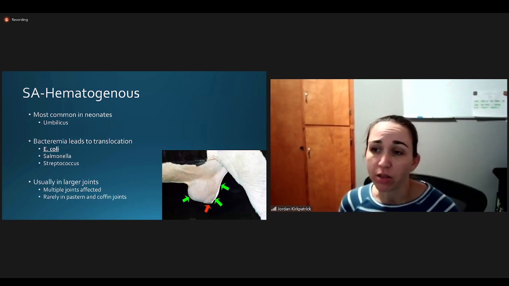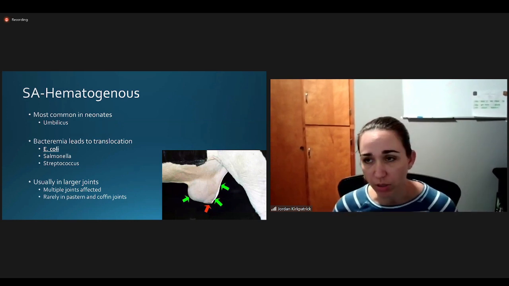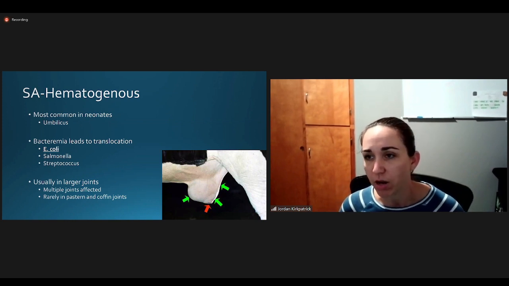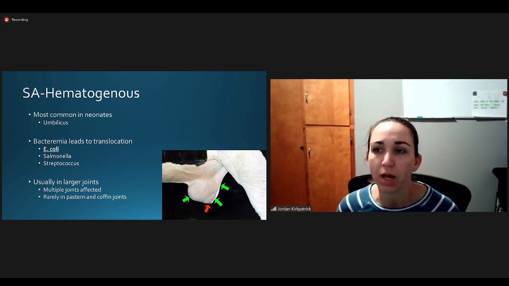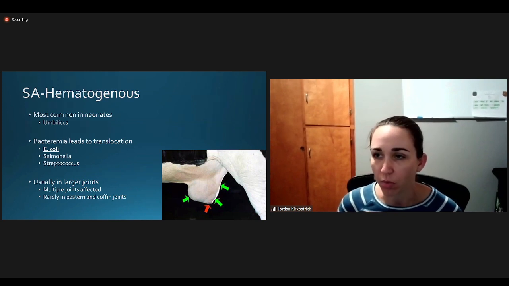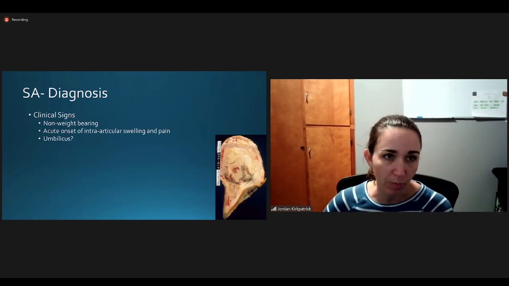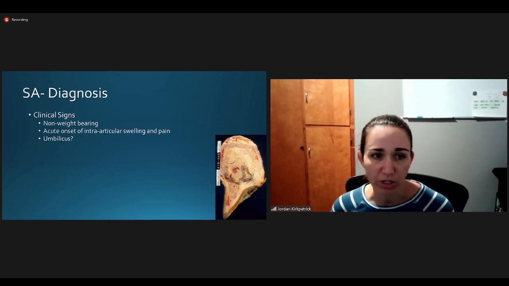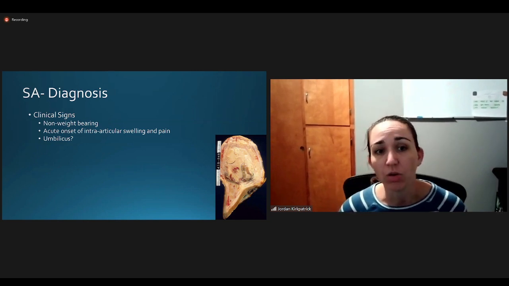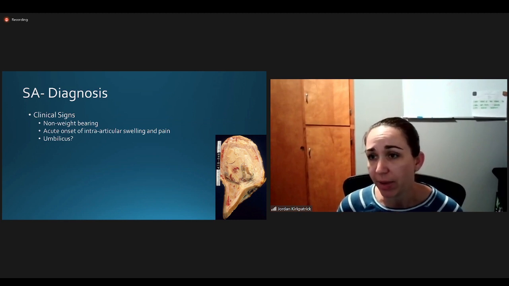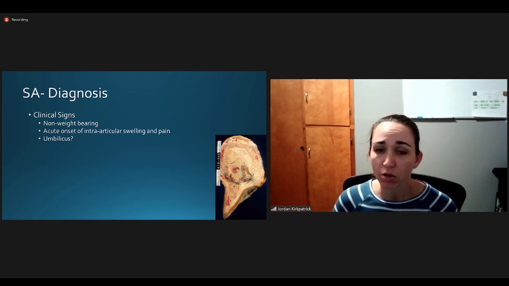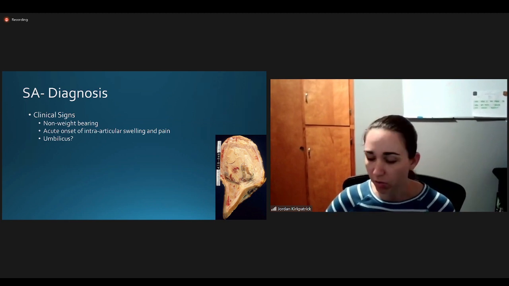This usually occurs in the larger joints, and usually multiple joints are affected. And it doesn't usually occur in the pastern or coffin joints because those have a smaller blood supply than the stifle or tarsus or carpus. Clinical signs are usually non-weight bearing because it's a joint infection. There could be an acute onset of intra-articular swelling and pain. And if it's a calf, you want to check the umbilicus to see if it's swollen, leaking, any signs of umbilical infection.